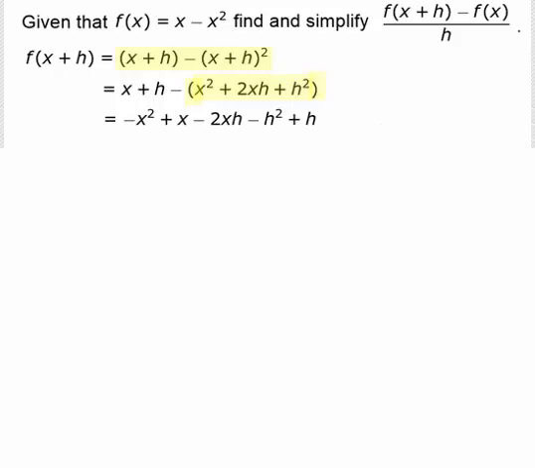Now when we remove those parentheses, we find that the x squared turns into negative x squared, the 2xh turns into negative 2xh, and the h squared turns into negative h squared. We get a result of negative x squared plus x minus 2xh minus h squared plus h.